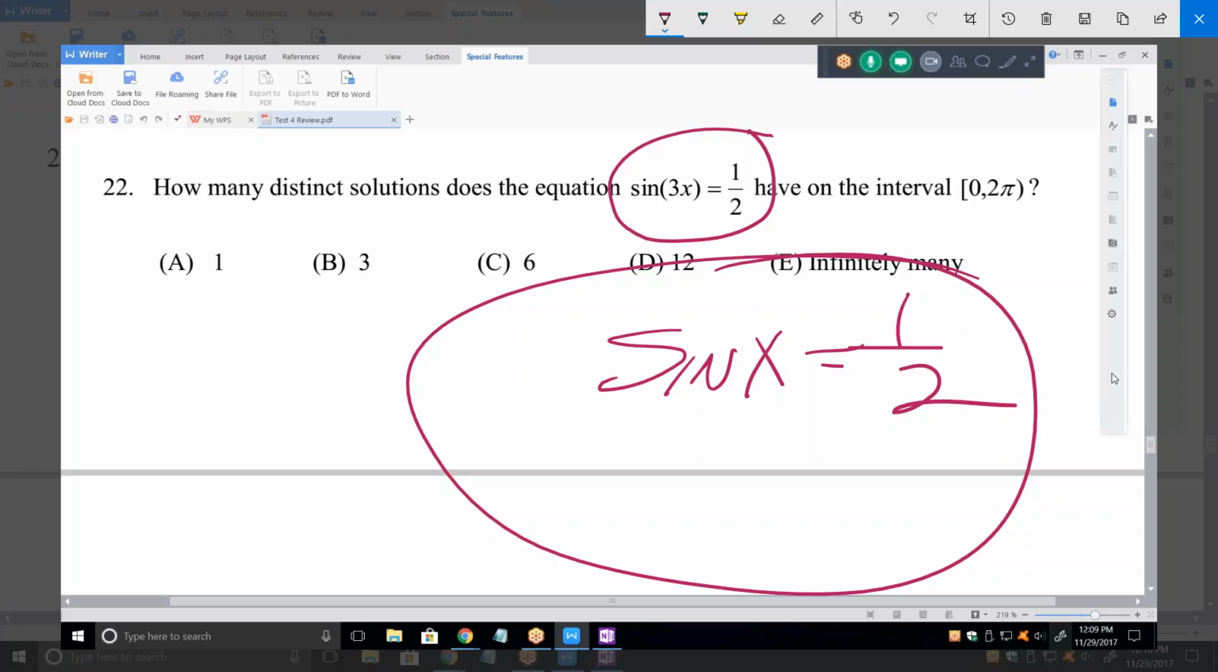Divide by x to both sides. No. Talking trig here. You don't use algebraic techniques. You use inverse. Inverse sine of 1/2 equals x. Okay. So x equals inverse sine of 1/2. You're allowed to use your calculator. Tell me what that is.